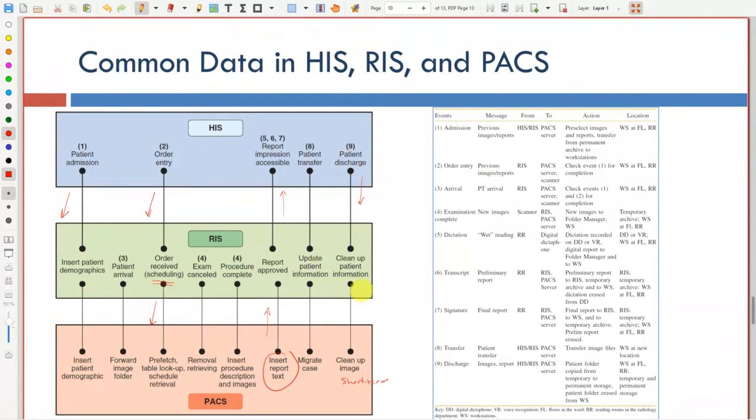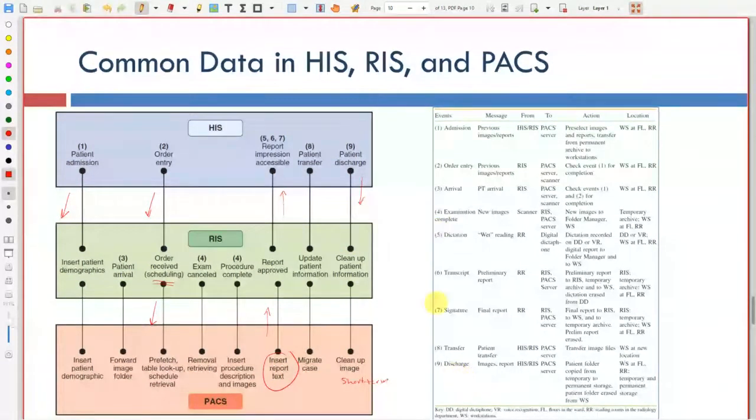Basically, patient transfer. If he transfers to another department or to another hospital, you might actually do whatever is needed to free up the space here. But sometimes you don't have to clean up the images. You can just migrate them somewhere else, or basically it depends on the kind of transfer that happens. But most of the time it's very much like the discharge.